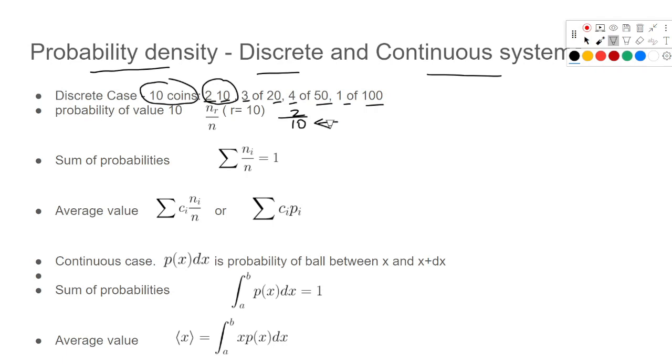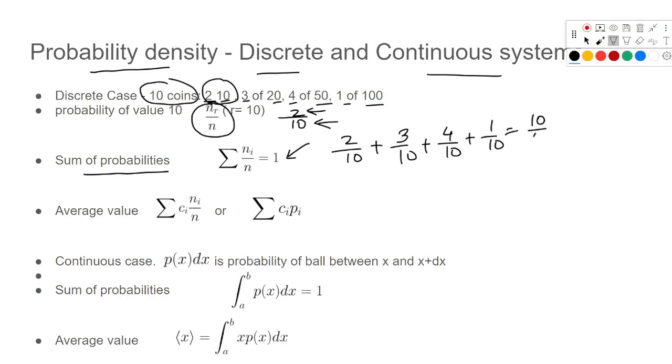And 10 is the total number of coins, and 2 is the number of coins of the desired value. We write it like this. Now, we know that the sum of all the probabilities here should add up to 1, because if we are picking up a coin, then we will get some coin of some value. So, the probability of picking up value 10 coins is 2 by 10. Probability of picking up value 20 coins is 3 by 10. The probability of picking up a coin of 50 value is 4 by 10. The probability of picking up a coin of value 100 is 1 by 10. And it all adds up to 10 by 10 equals 1. So the sum of probabilities equals 1.